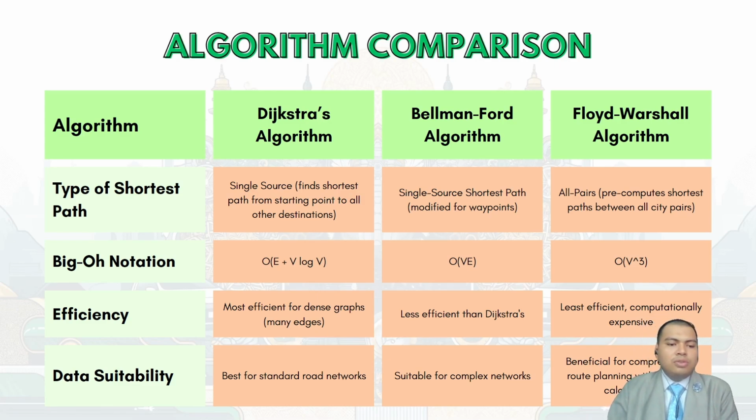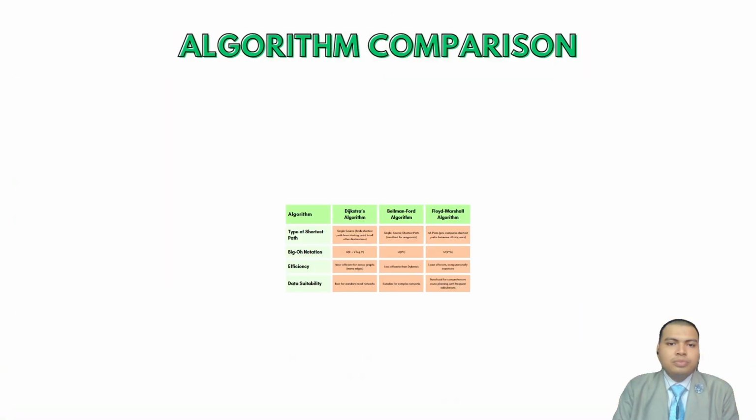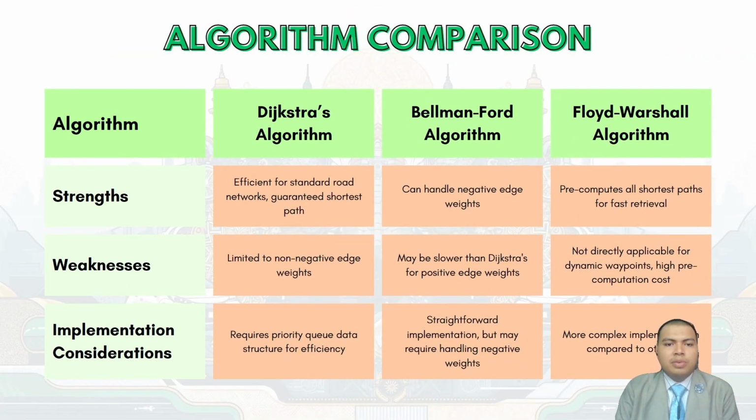Next, for data suitability, Dijkstra is the best for standard road networks. Bellman-Ford is suitable for complex networks, and Floyd-Warshall is beneficial for comprehensive road planning with frequent calculations. Next, for strengths, Dijkstra is efficient for standard road networks and guarantees the shortest path. Bellman-Ford can handle negative edge weights, and Floyd-Warshall pre-computes all shortest paths for fast retrieval.